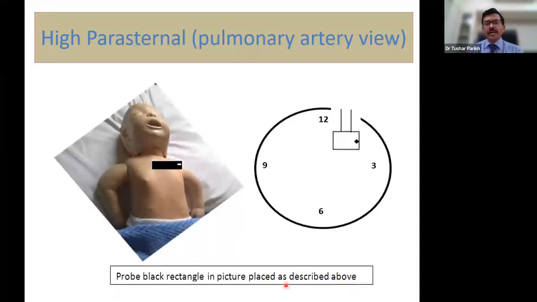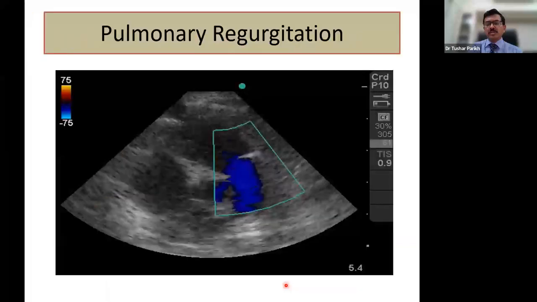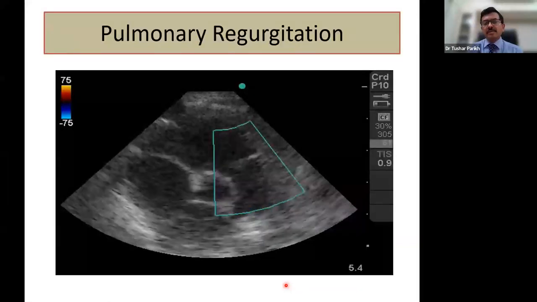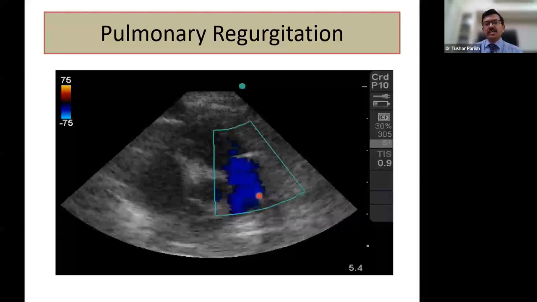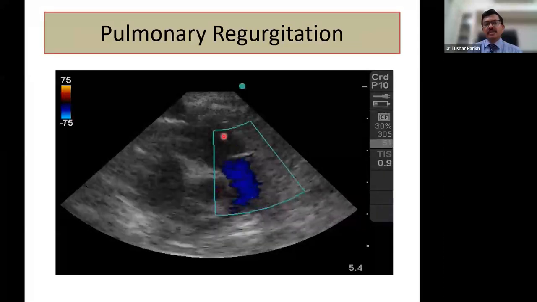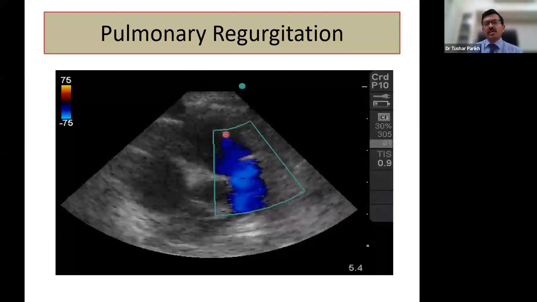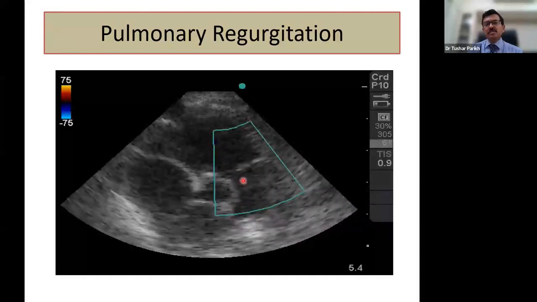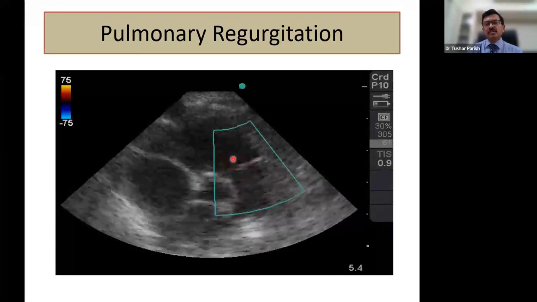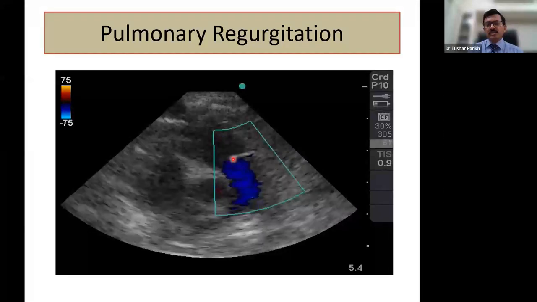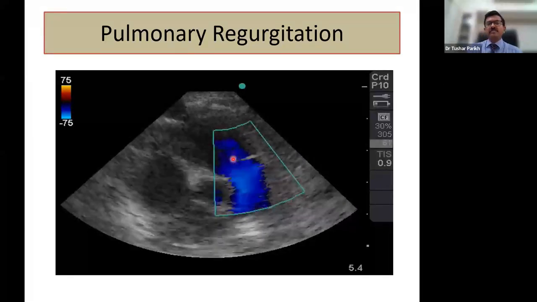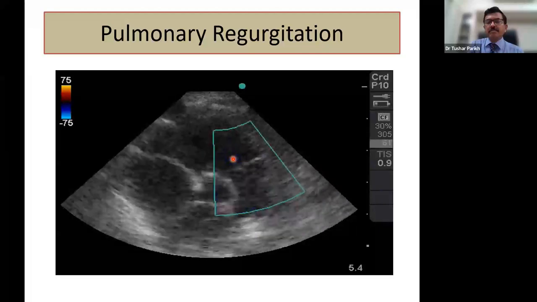Now, the next point you can look at is the high parasternal pulmonary artery view, which I said you get by putting the probe in the high parasternal area and rotating so that the orientation marker is around 3 o'clock. What you see is the main pulmonary artery, and you will see the ejection pulmonary regurgitation. So you can put the pulse wave Doppler across it and try to get the velocity of the regurgitant jet. That will tell you the right main pulmonary artery pressure also.